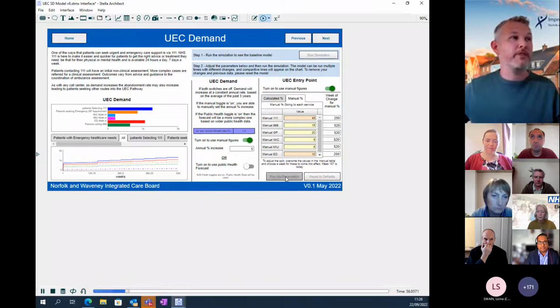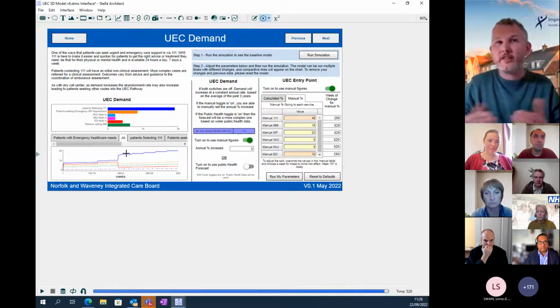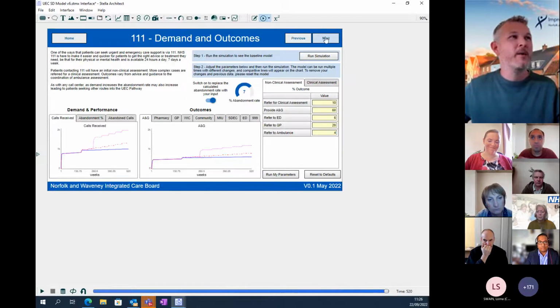And what we can then do is run those parameters again, and we will see at that point there's a marked change. So it allows people to start to configure it. I won't go through all the different pages because you'll get the gist, but you can see for each of the different aspects we've applied the same principle, whereby people can start to interact with it and change the different variables themselves.